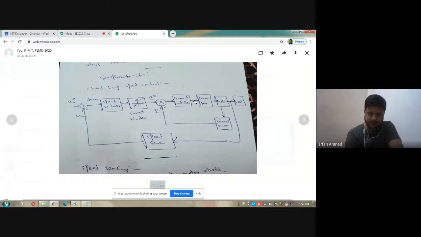Apart from this, in practice, this entire part is inside the microcontroller. The speed controller, current limiter, current controller, all these three things are handled by the microprocessor. And to the microprocessor, you have to give inputs: one input is the reference speed, one input is the actual speed, and one input is the actual current. The three inputs you have to give.